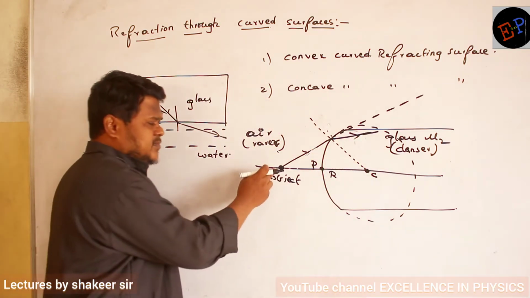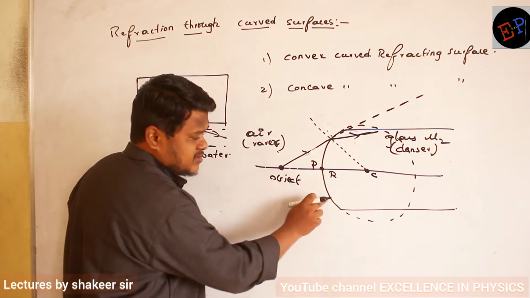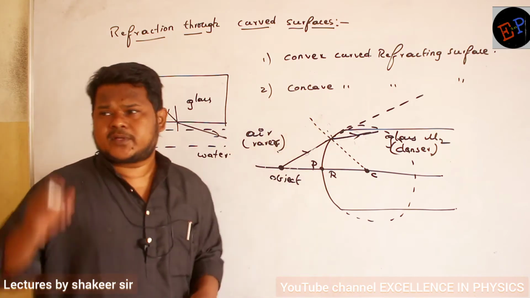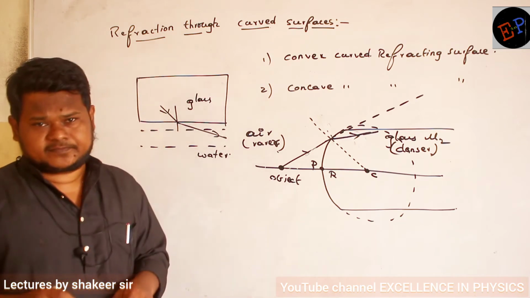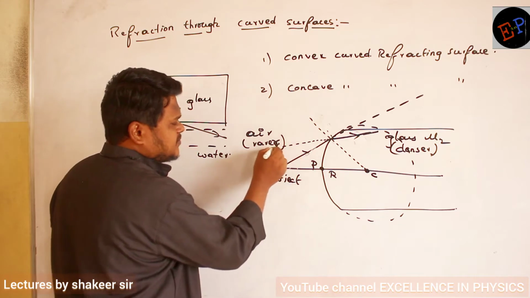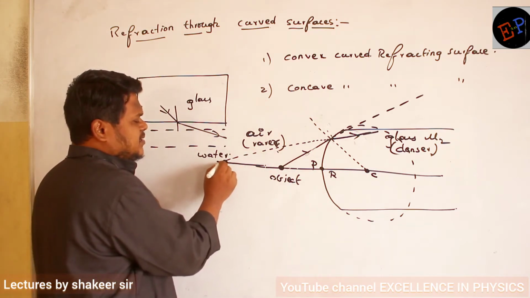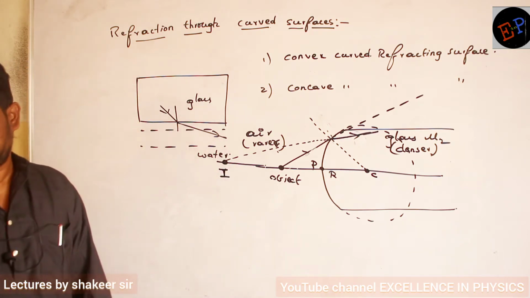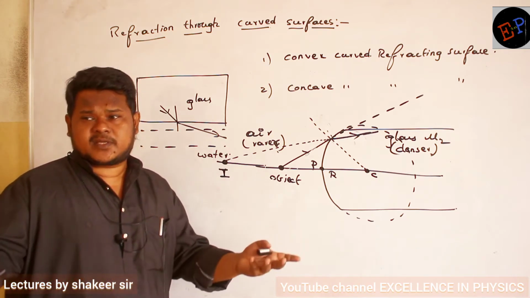But light rays from this object never meet with each other. For example, if you draw one more light ray here, it also bends from the normal, and this light ray and this light ray are never going to meet with each other. It means a real image cannot be created in this condition. So what you do is extend this light ray backwards. If I extend this light ray backwards, then here a virtual image will be created. If real light rays don't meet with each other, then a real image cannot be created.